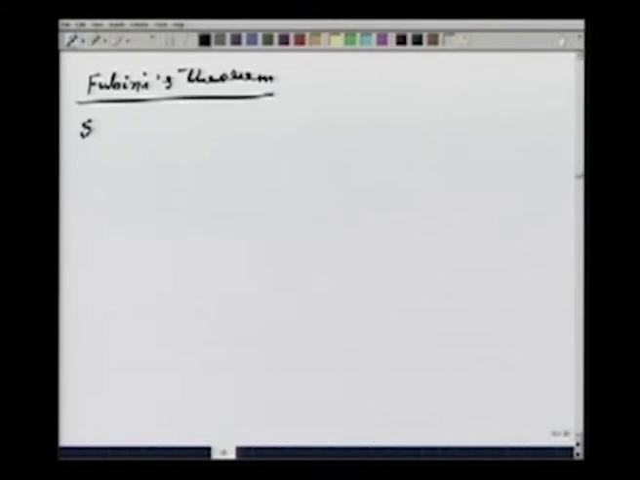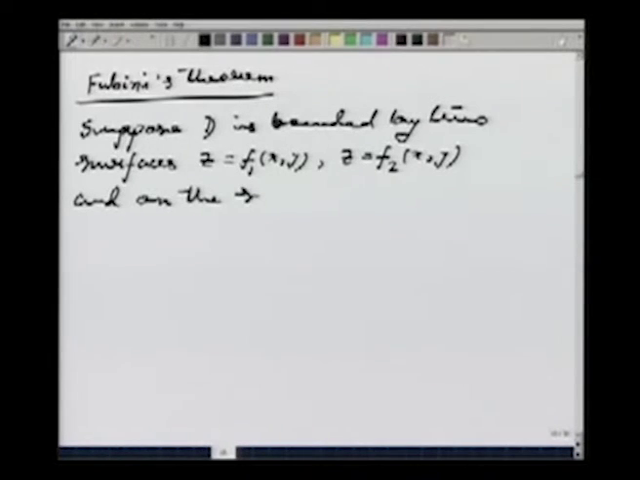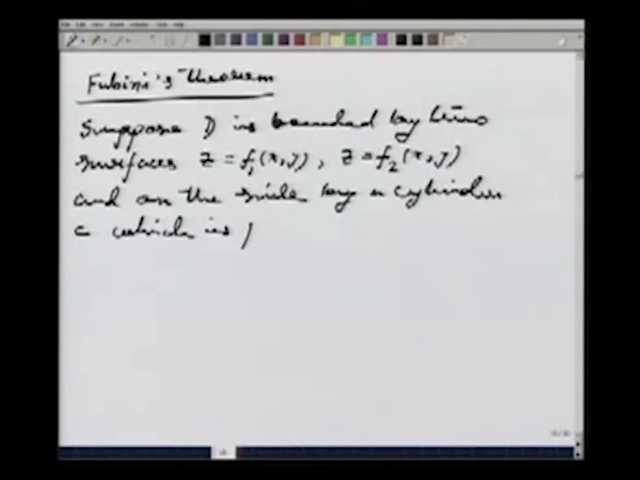So suppose D is a region in 3 dimensions, bounded by two surfaces, let us say z equal to f1(x,y) and z equal to f2(x,y). f1, f2 both are continuous functions, of course, and on the side by a cylinder C which is parallel to the z axis.